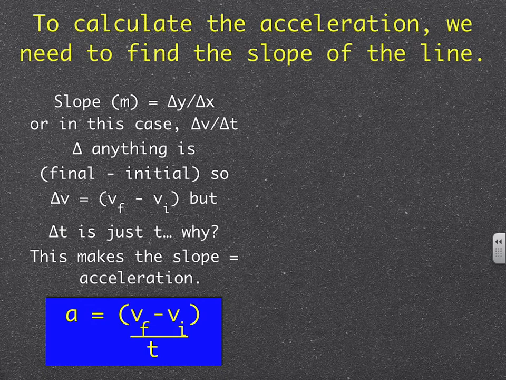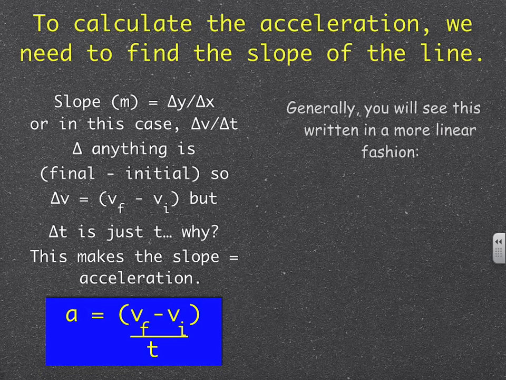Now, some people see it like this. Sometimes you see it written in a textbook in a more linear fashion. And so what happens is we bring the T up. So if T is on the bottom on this side, we bring it to the top on that side, and it's next to the A. So that would look like that.